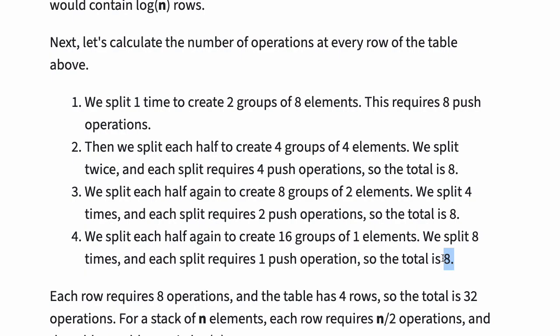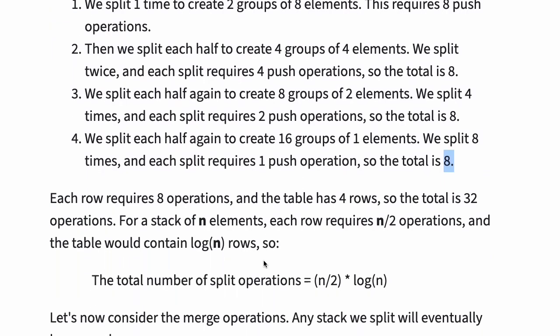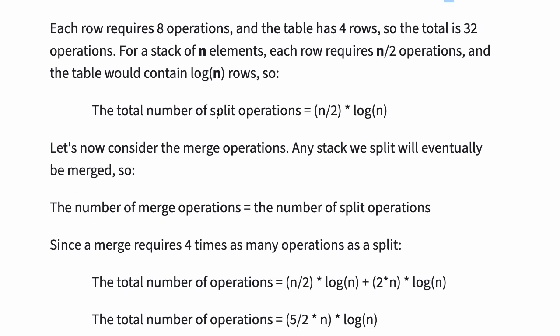For a stack of n elements, each row requires n divided by 2 operations, and the table would contain log n rows. So the total number of split operations is n divided by 2 times log n. Let's now consider the merge operations.